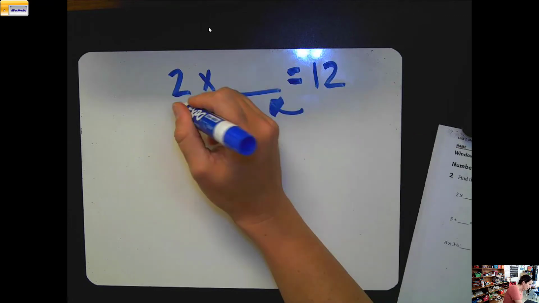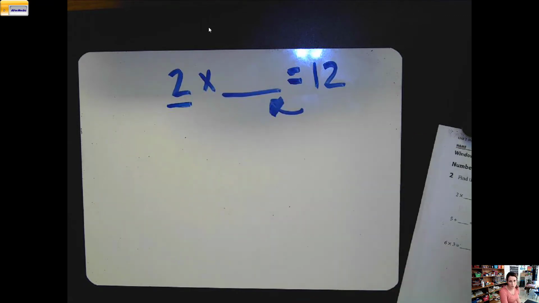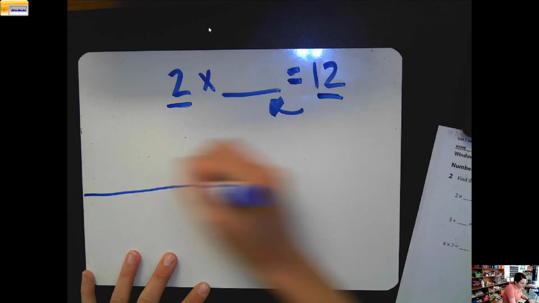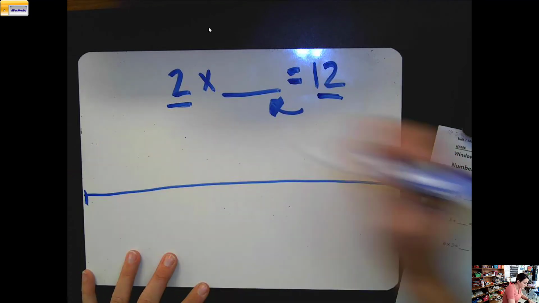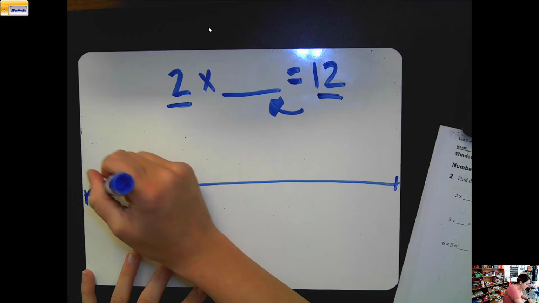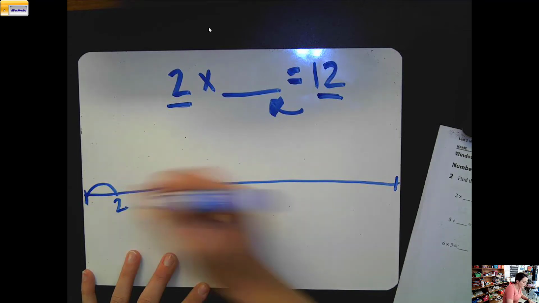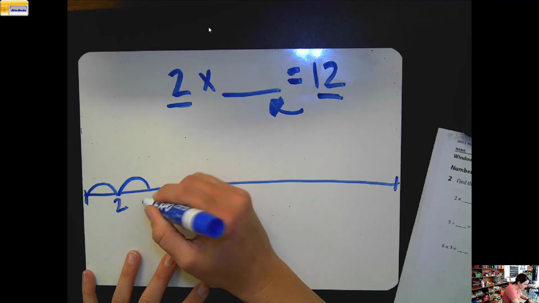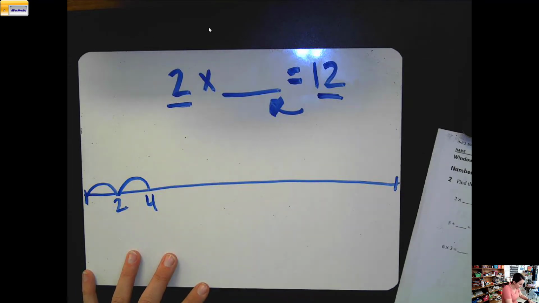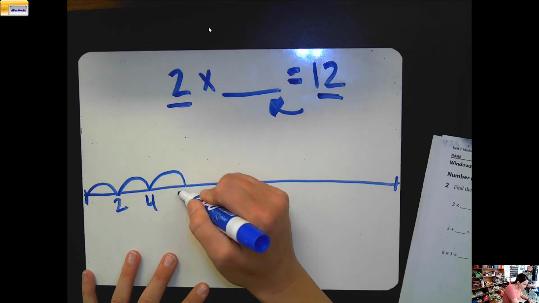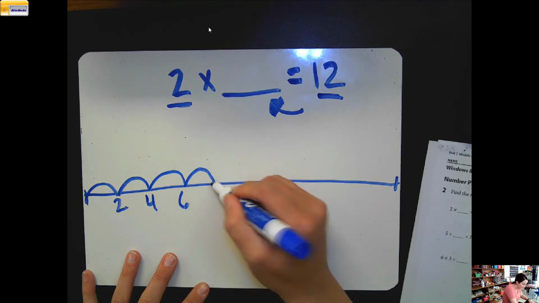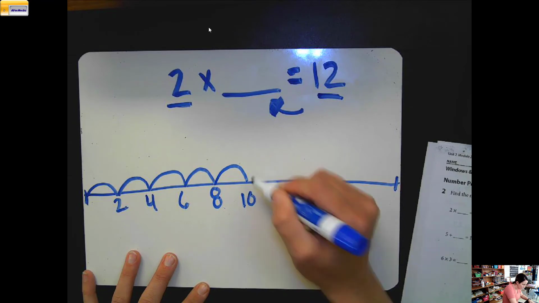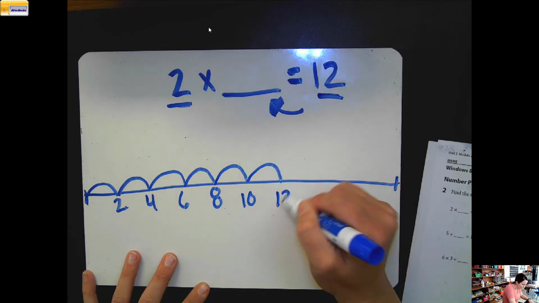To solve this, I'm going to skip count by 2's until I get to 12. I'm going to use my number line. All right. So I'm going to skip count by 2 and I get to 2. Am I at 12 yet? No. So I'm going to skip count 2 more. 3, 4. Am I at 12 yet? No. 5, 6. I'm going to stop when I get to 12. 7, 8, 9, 10, 11, 12. Oh, woohoo! I got there.